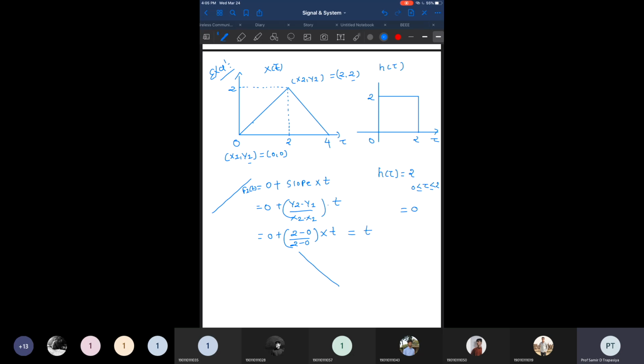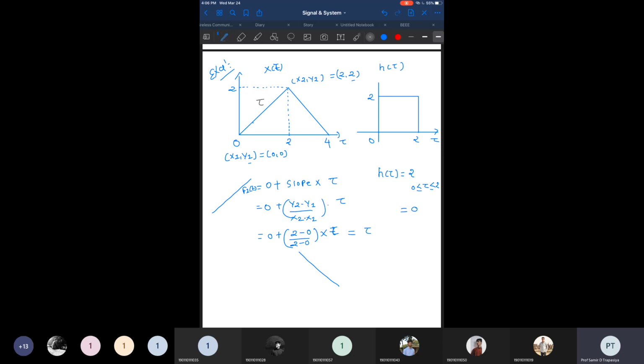But here we are not using t, we are using tau as the domain. So rather than t, we use tau as the domain, and we replace it with tau everywhere, right? So this is tau, and here also tau. So that is what we have found for the positive going slope: the function is tau.